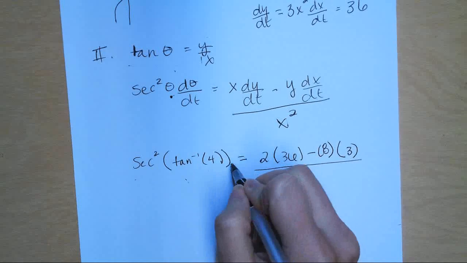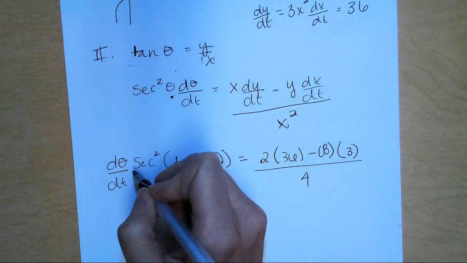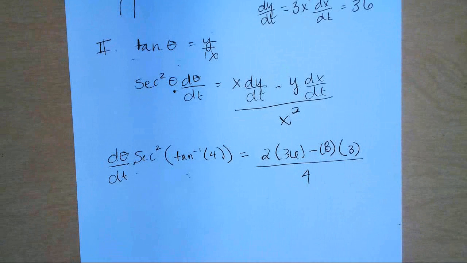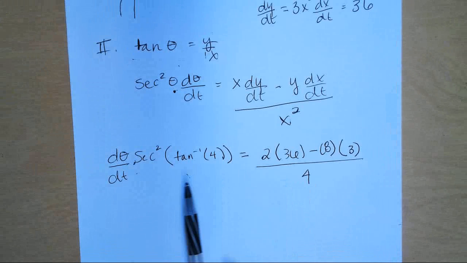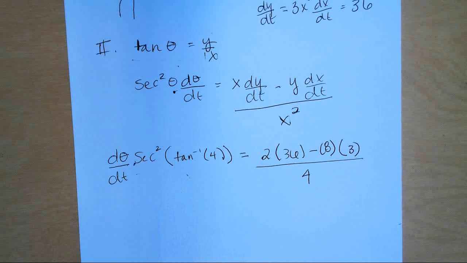And I don't even have d theta, which is what we're looking for. This should be times secant squared. So if you do this, let's see, what is it? 72 minus 24 is 48 divided by 4 is 12. So it's going to be 12 divided by secant squared of inverse tangent of 4. So if you have your calculator, go ahead and do it with inverse tangent to make sure you have the right answer. You did? And what is it?